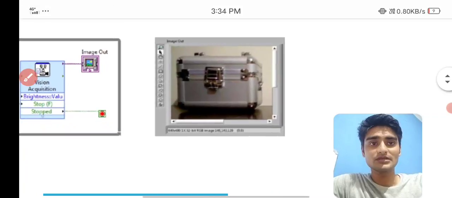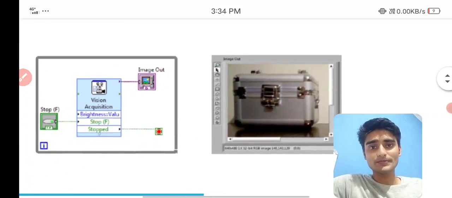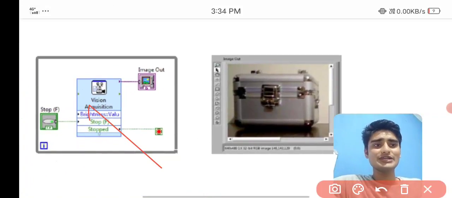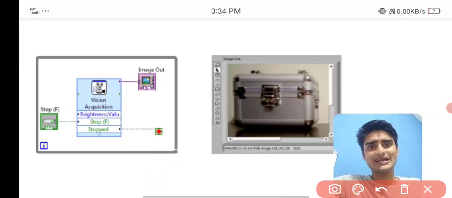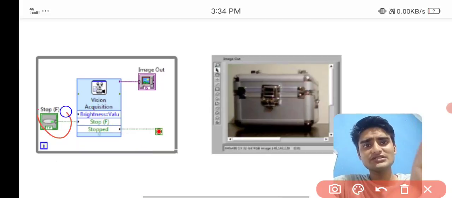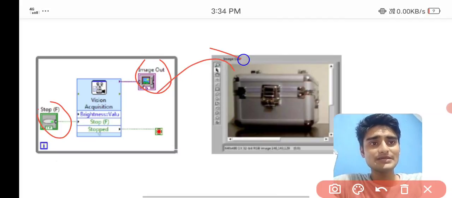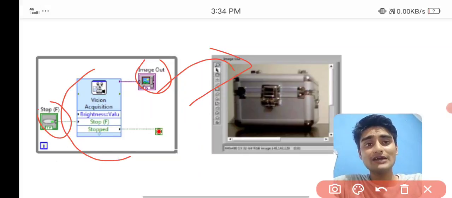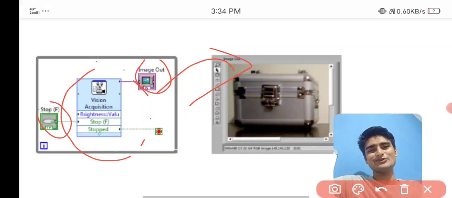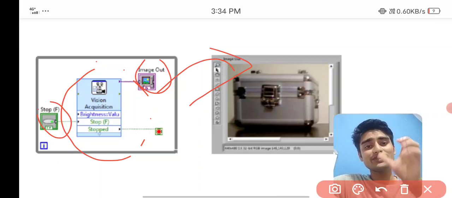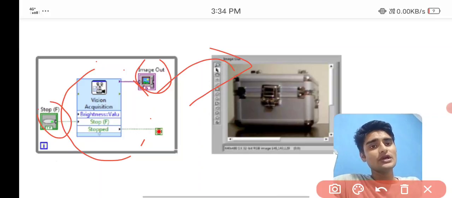I have zoomed the picture and you can see how it is working and how it is analyzing. There is a stop button, an on button, and an image out button, where the image out is displayed in the front panel, right? Whenever we use these, we have to know about vision acquisition. Vision acquisition is software present in LabVIEW. If you are using MyRio with the 2015 version, there is a block.